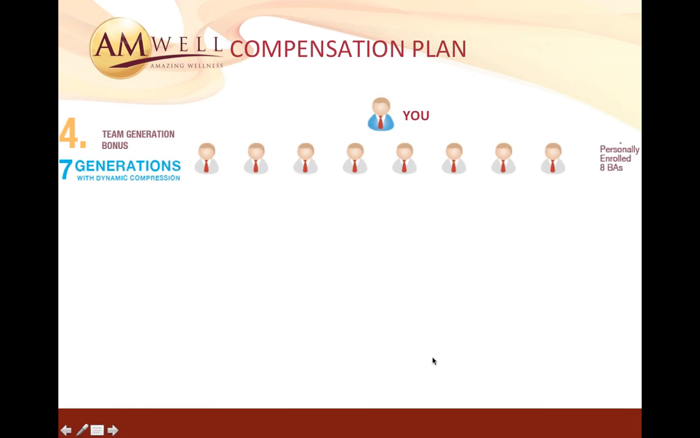So let's say, for example, you want to get paid the maximum, which is 7 generations with dynamic compression. So that means everybody, this is your first line right here. You're the person in blue. Everyone that you sponsor will be these gray shirts right here. So let's say you sponsor 8 of them. Okay.